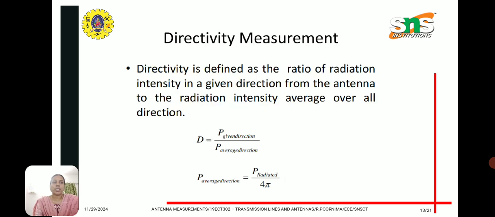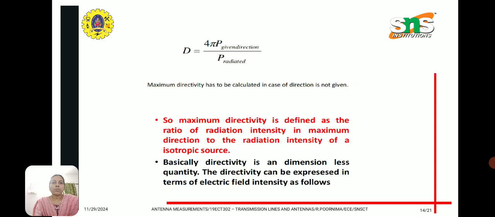Next, we are going to see the directivity measurement. Directivity is defined as the ratio of radiation intensity in a given direction from the antenna to the radiation intensity averaged over all directions. The maximum directivity is defined as the ratio of radiation intensity in the maximum direction to the radiation intensity of an isotropic source. It is a dimensionless quantity.